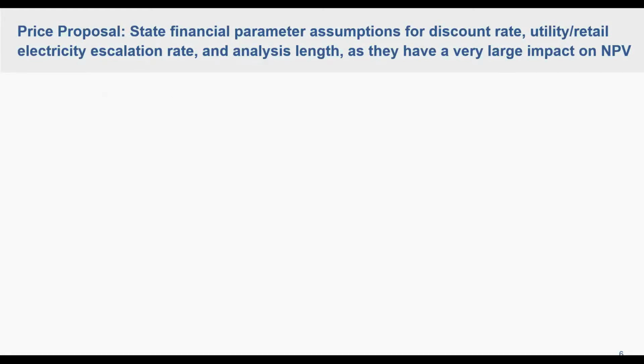So one thing that I thought it would be helpful to note is that it is important to state the financial parameter assumptions for three things: the city or county's discount rate, the utility or retail electricity escalation rate assumption for future years, and then the financial analysis length. All three of those have a very large impact on the net present value or the overall financial proposal that you'll get. So ensuring that all the developers are using the same assumptions helps to have bids that you can compare apples to apples.